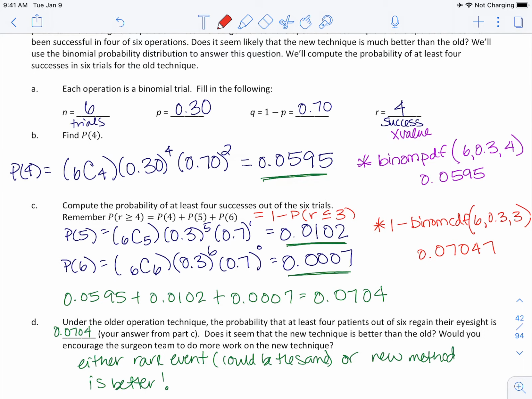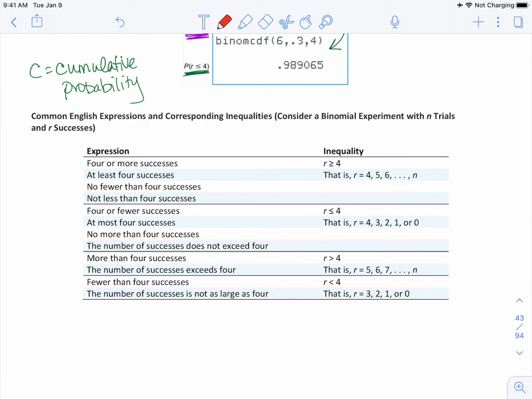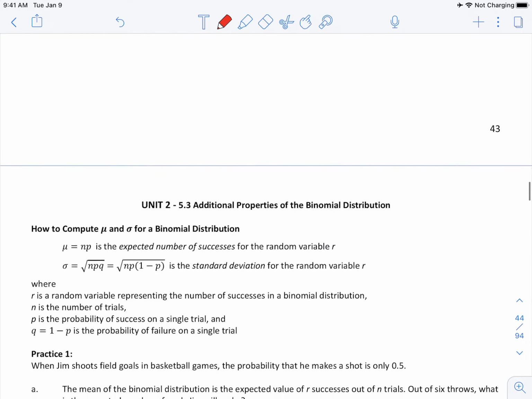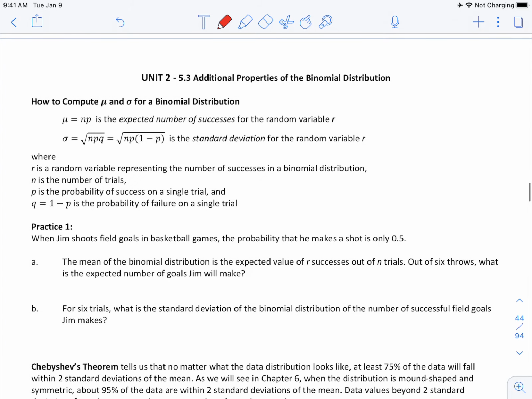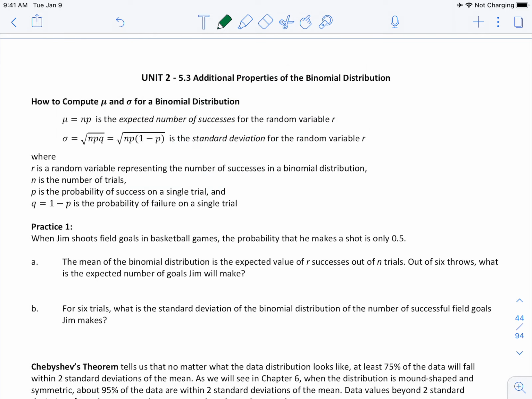Down below here is just a summary of different English expressions that tell you if you're looking for greater than or equal to, or less than or equal to. We're also going to go over additional properties of the binomial distribution, which is 5.3 today. So how to compute mu and sigma for a binomial distribution. Mu is equal to n times p. This is the expected number of successes for the random variable r.